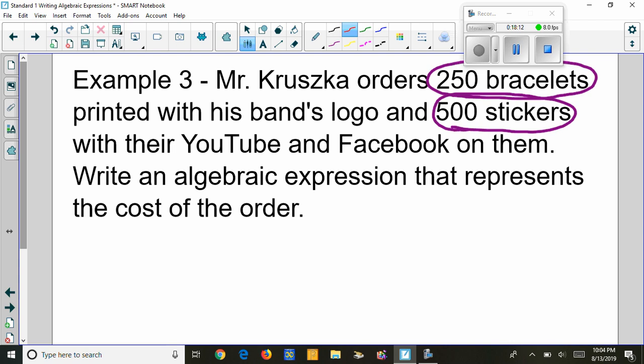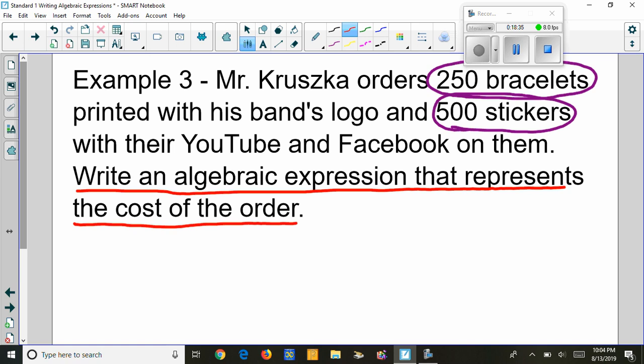With cubes, we also want to underline what we're asked to do. And a hint here is anytime we have a word problem or like a small story like this, typically the last sentence is going to be that statement or question that tells us what to do. In this case, we are to write an algebraic expression that represents the cost of the order.